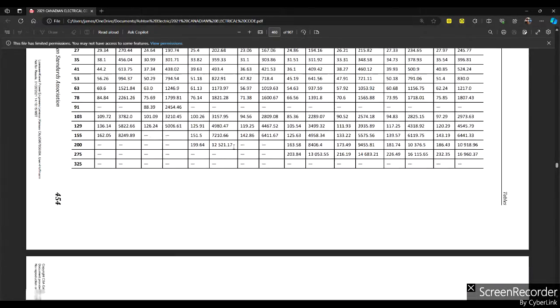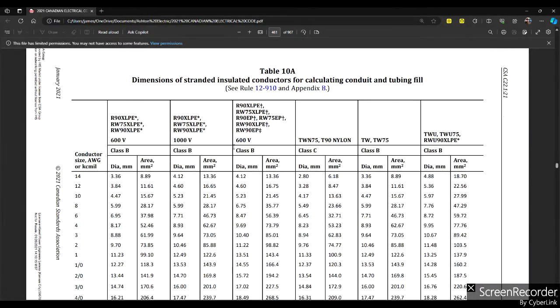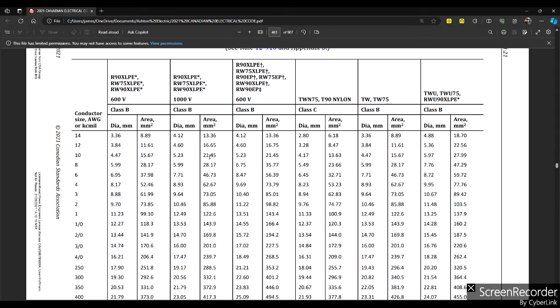I should mention, I'm not going to reference it much, but there is table 10A. It's kind of left over from previous editions, and it's kind of structured the same way. It's based on conductor size, right? And it gives the diameter of those conductors and the area that it would occupy in a conduit, right? And then you have your different types of insulation along the top.